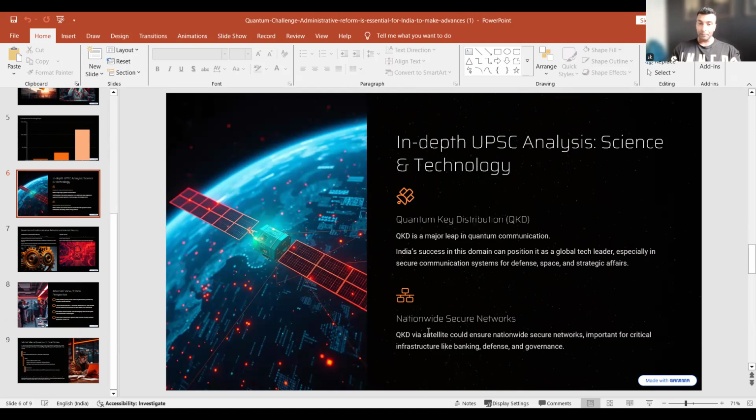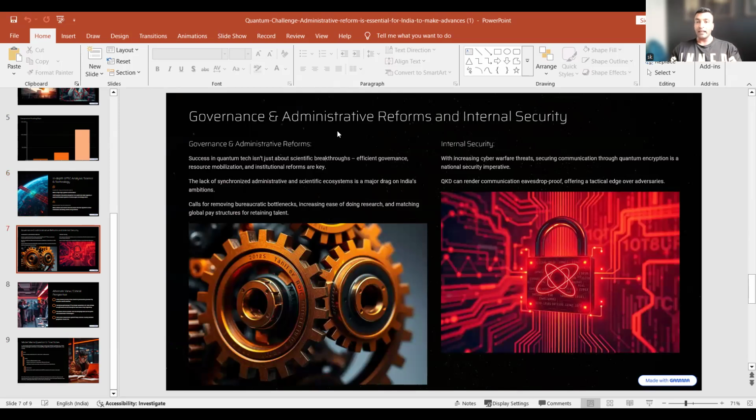And then QKD via satellite could ensure nationwide secure networks that will be important for critical infrastructure like banking, defense, and governance. Okay, and then if you look at this area, the governance and administrative reforms and the internal security part.